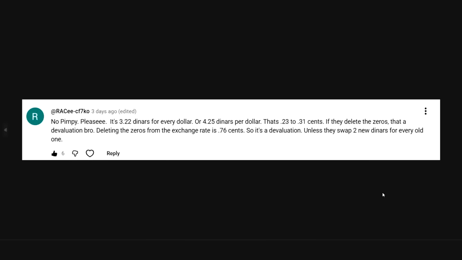No pimpy, please. It's 3.22 dinars for every dollar, or 4.25 dinars for every dollar. That's 0.23 to 0.31 cents. If they delete the zeros, that's a devaluation, bro. Deleting the zeros from the exchange rate is 0.76. So it's a devaluation, unless they swap 2 new dinars for every 1 dinar. No, actually 0.76 is much higher than 0.23 and 0.31. So that's not a devaluation.